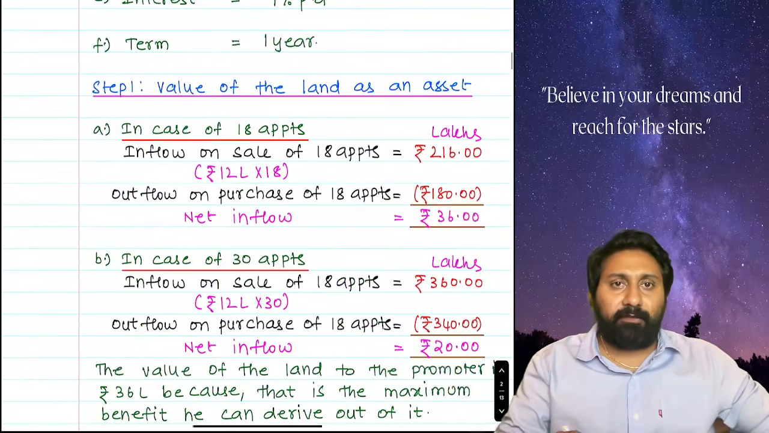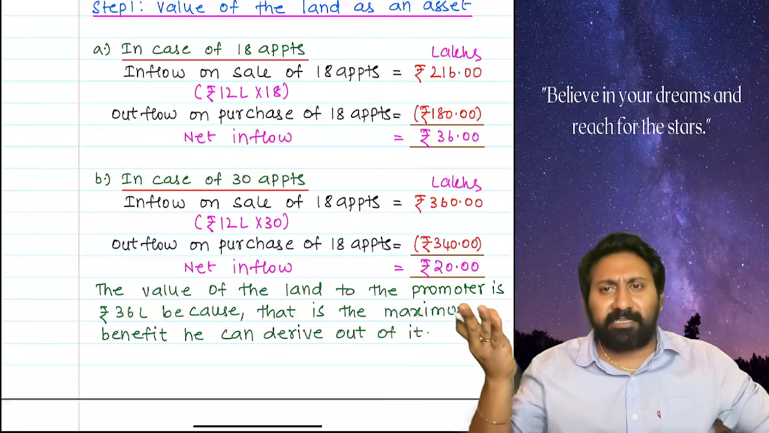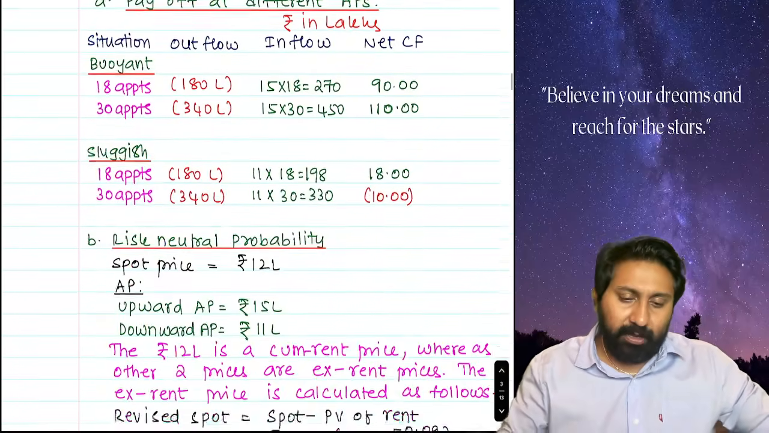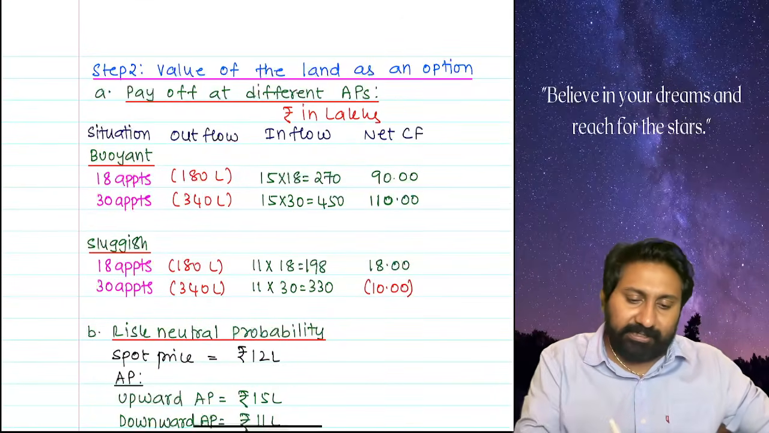Format. First, if you treat it as an asset, 20, 36. When there is a chance of 36, why you will go for 20? You will go for 18 apartments. When you treat land as an option, let us see the payoff.